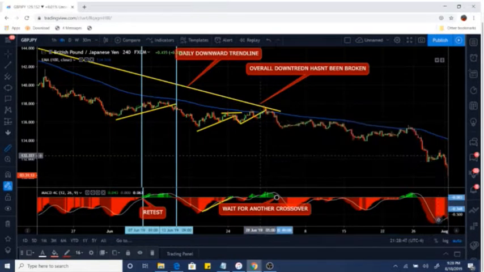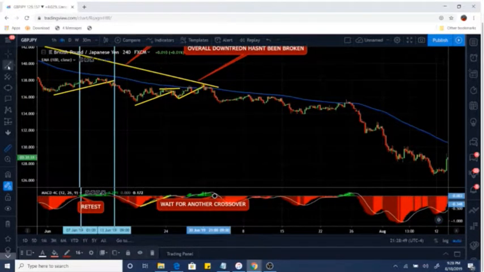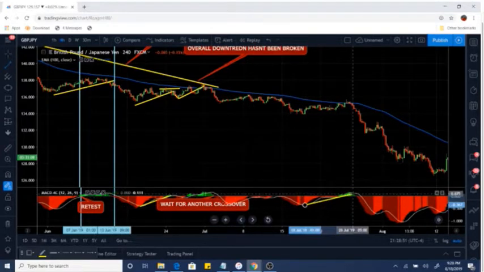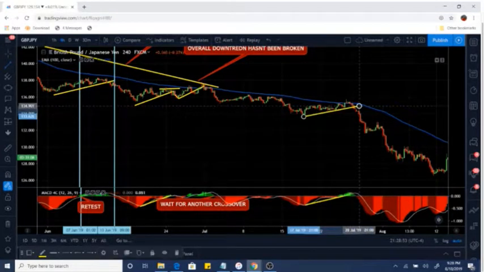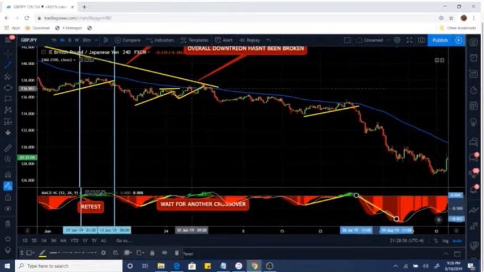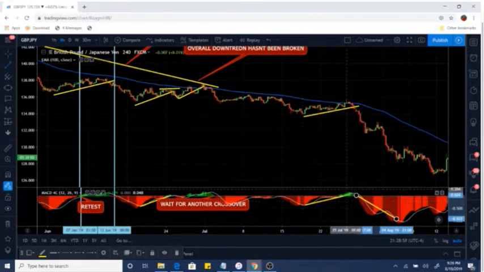And you just basically keep doing the same thing over and over again. Wait for it to come back. That's your retest to come down. If you're truly in a trend, price will always retest.